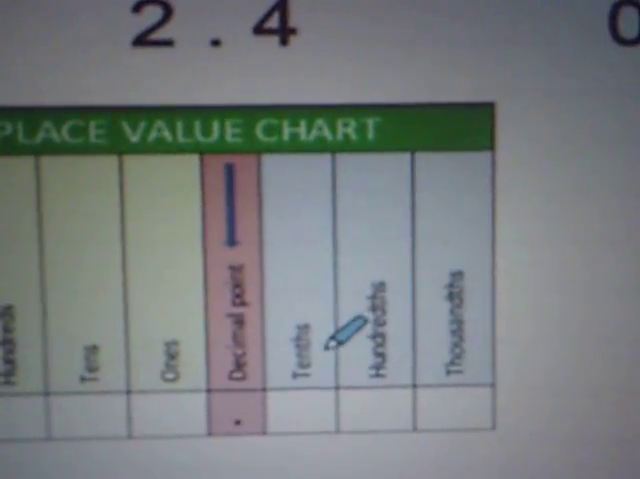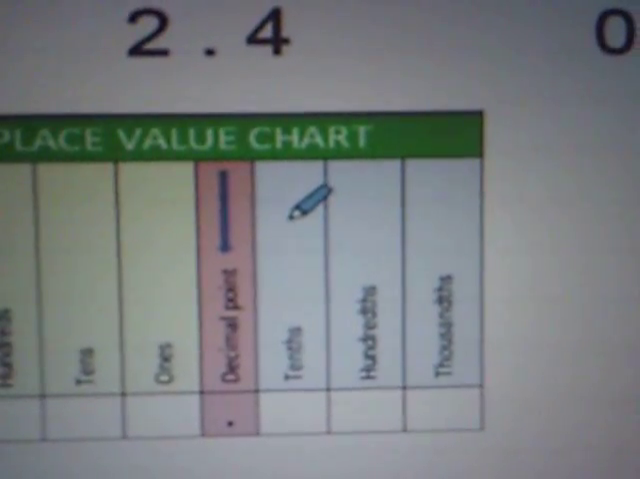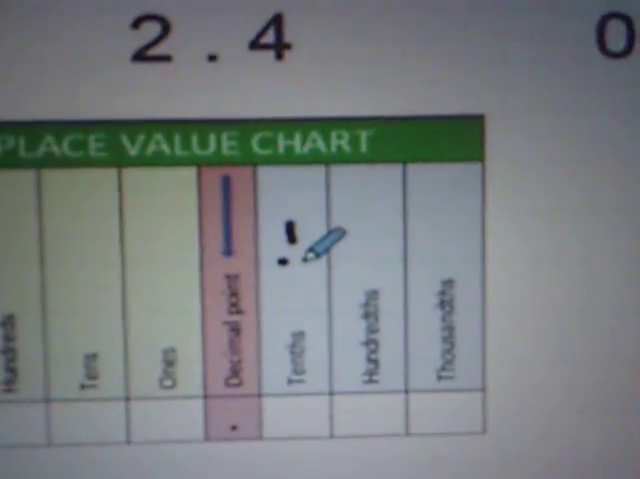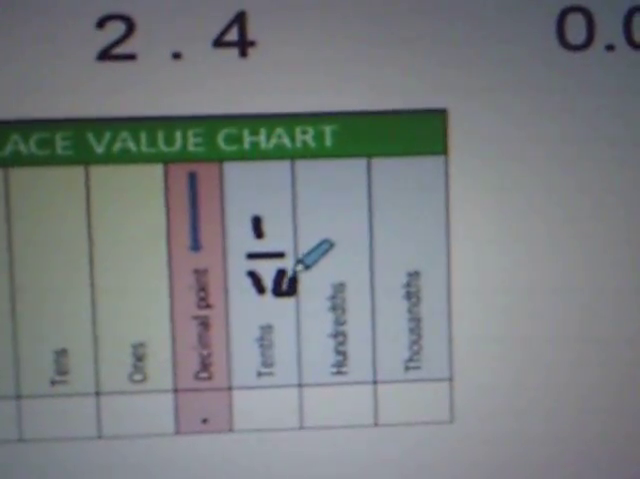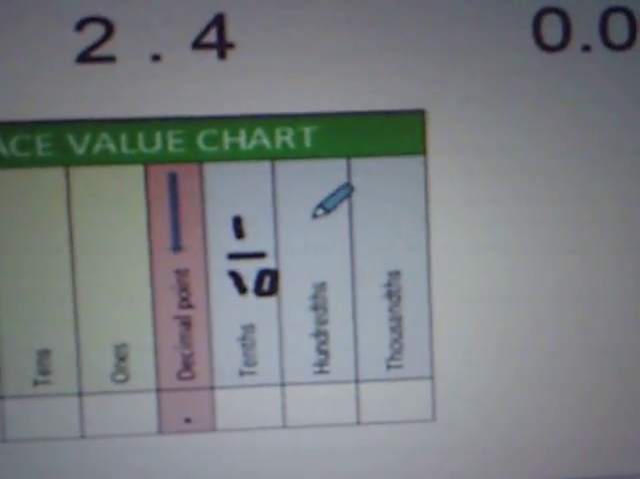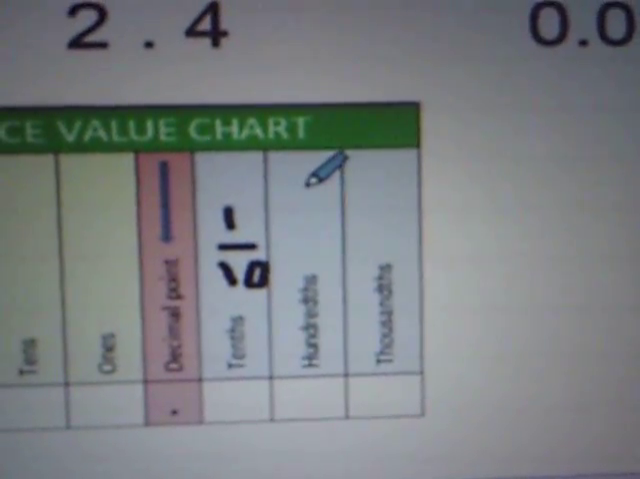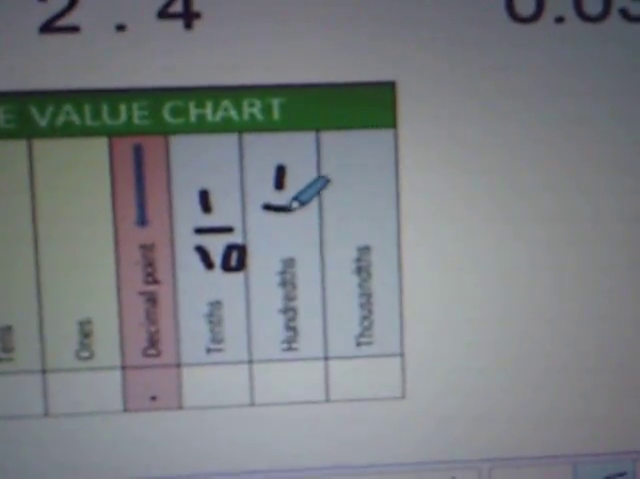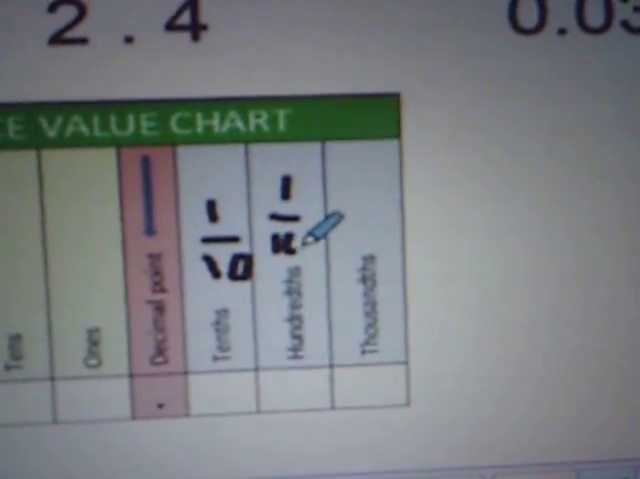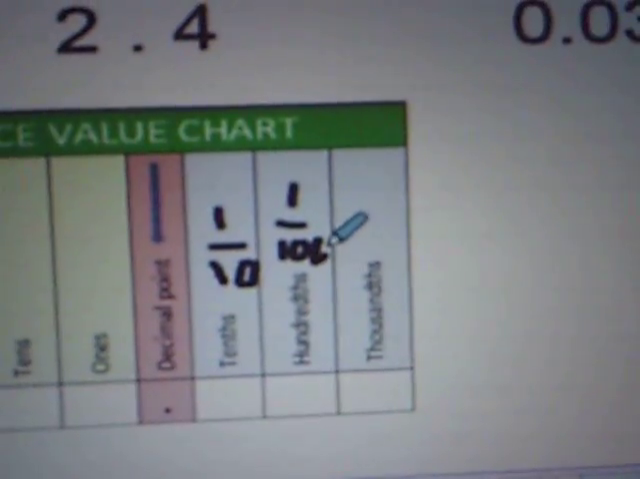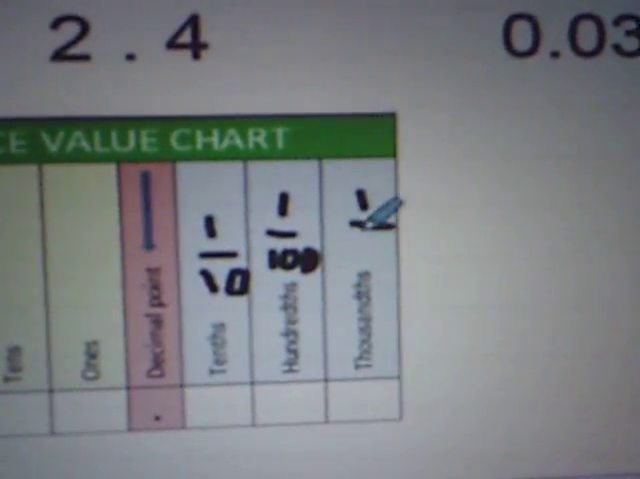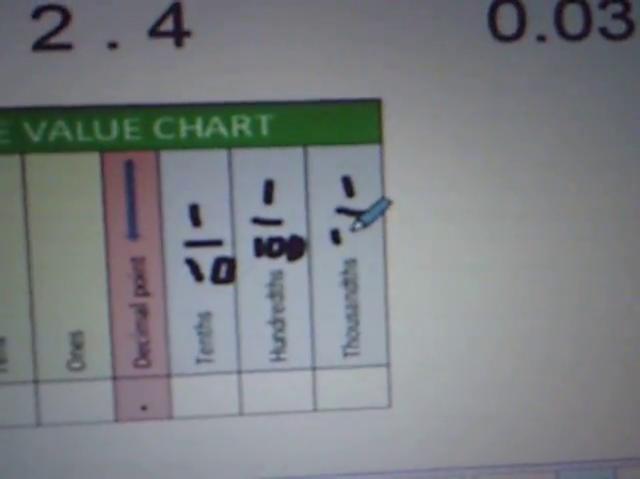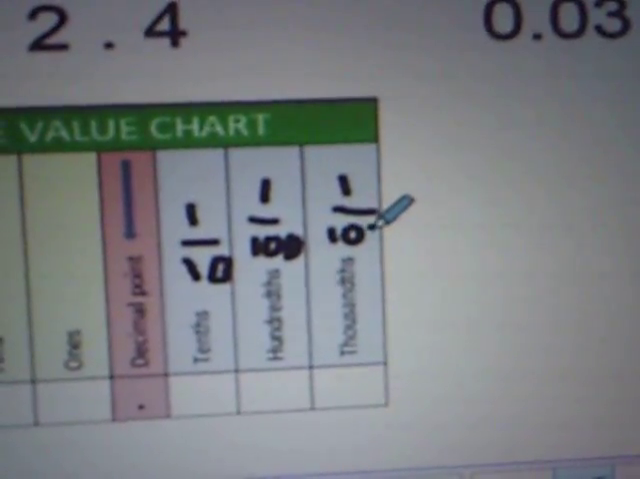Keep in mind that your tenth is the same thing as like a dime. People like to think of a tenth as a dime. 1/10. Okay, a piece that represents a tenth of a whole. A hundredth could be thought of as a penny. 1 over 100. 1/100th. And your thousandth can be thought of, of course there's no coin for a thousandth, but 1/1000th.